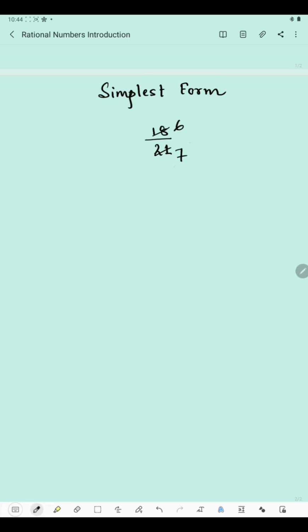So that means the reduced form or the simplest form of 18 by 21 is 6 by 7, because this 6 by 7 we cannot cut further. Okay, so this is the lowest form.